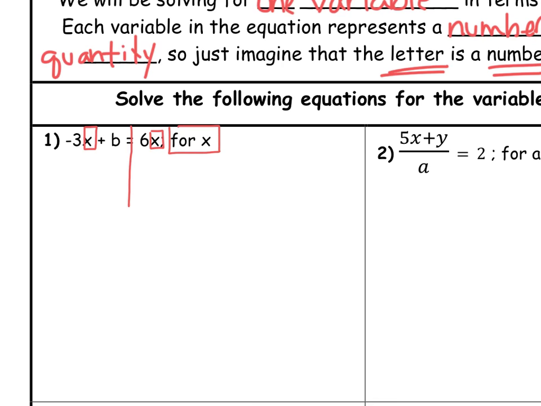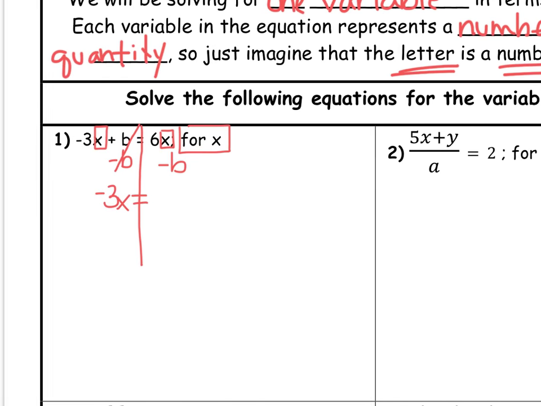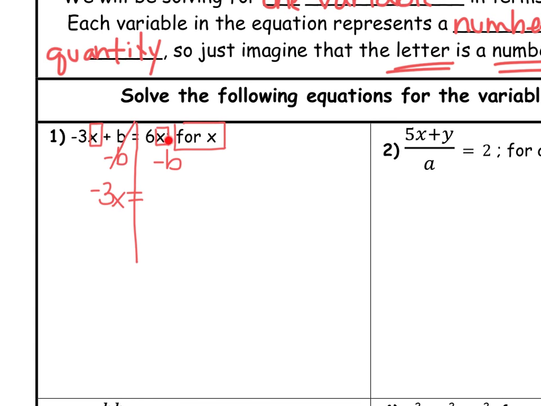Just like a regular equation, we can imagine that this right here is a number. And if this were, say, a number 6 or a number 10, a positive number, we would just subtract it. So I would subtract it from the left, and I would subtract it from the right. On the left, they cancel, and what I'm left with is negative 3x on the left side. But I can't combine 6x and minus b because they are not the same variable, so I just need to rewrite 6x minus b.